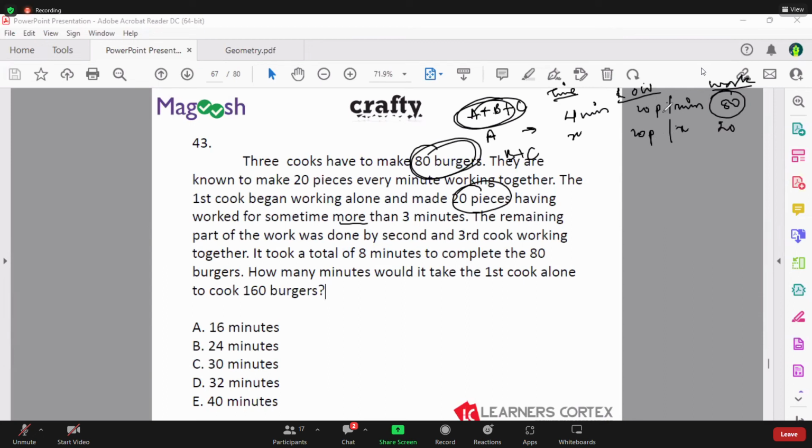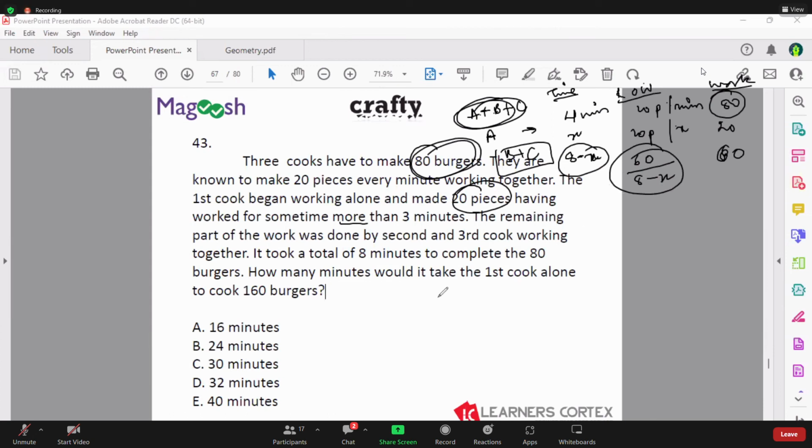The remaining work is 60 pieces of burger for B and C. It is not given what time they have taken, but it says that all three together at the end take 8 minutes in total. So this can be 8 minus X: whatever time A has taken, subtracting that from 8 minutes gives the total time taken by B and C together. So they make 60 pieces in 8 minus X minutes, and this is their rate.